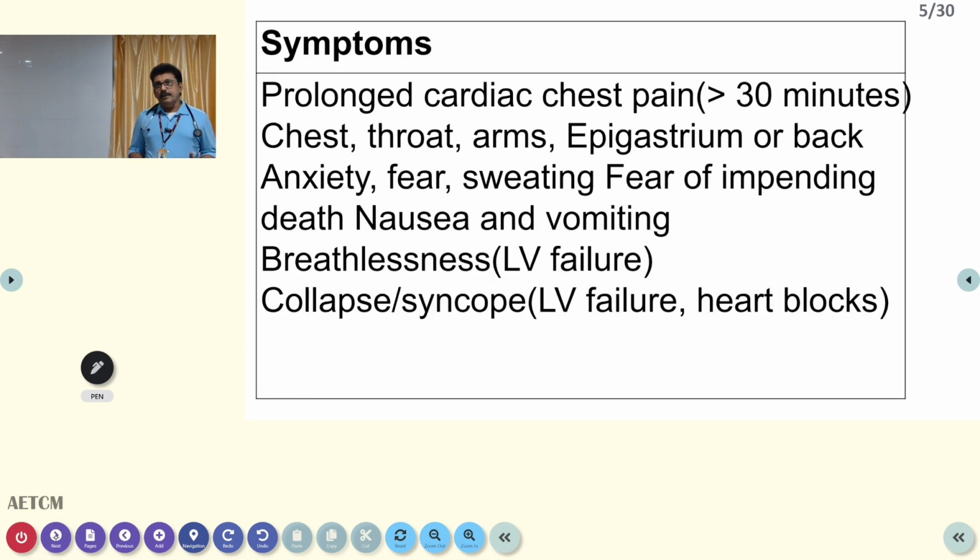What are the symptoms of myocardial infarction? Severe chest pain, which may not be relieved by rest or sublingual nitrate. That is very important. Then the chest pain can radiate, like what we have seen in the previous slide. It can radiate to various areas. Then associated with that, the patient can have anxiety, fear, impending death fear, and severe sweating, nausea, vomiting, breathlessness, syncope, collapse. All these things can also be associated with myocardial infarction because of the complications.